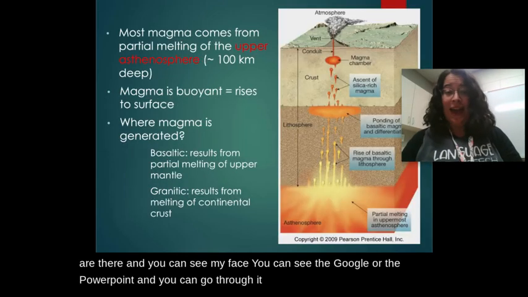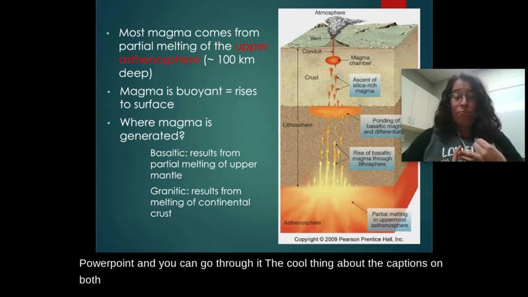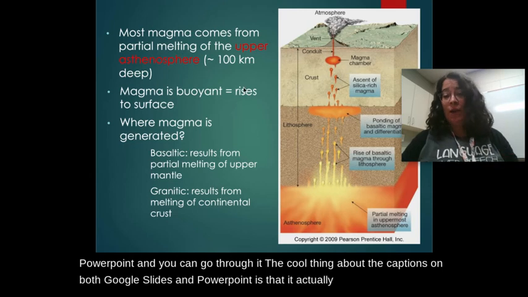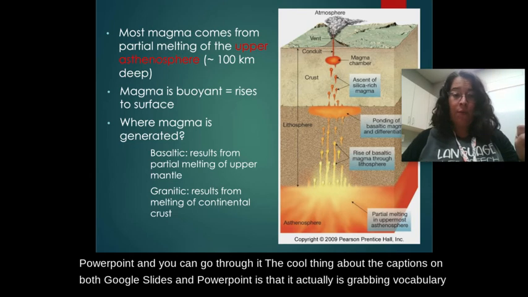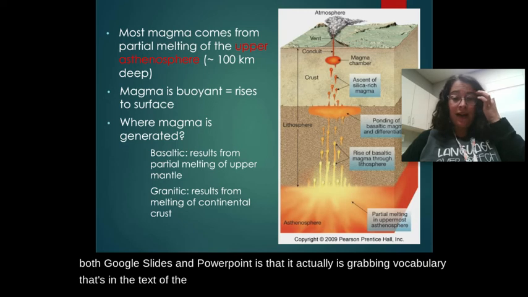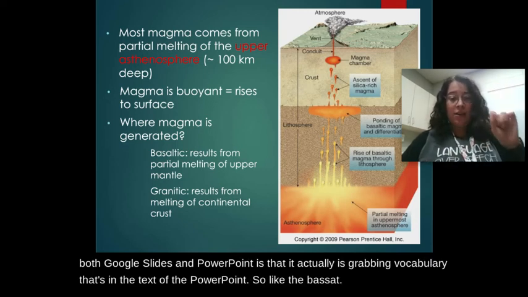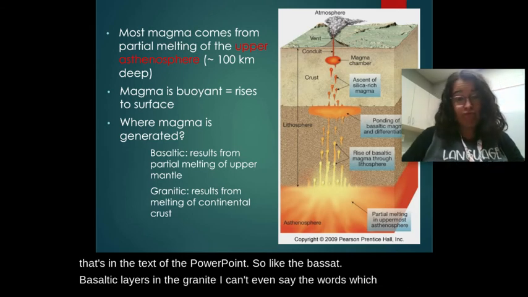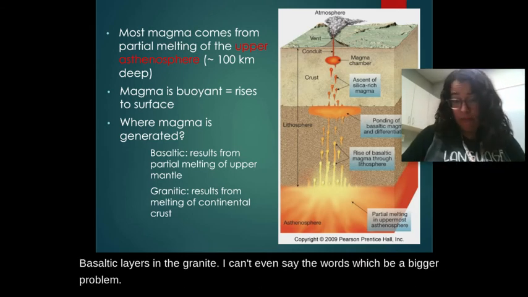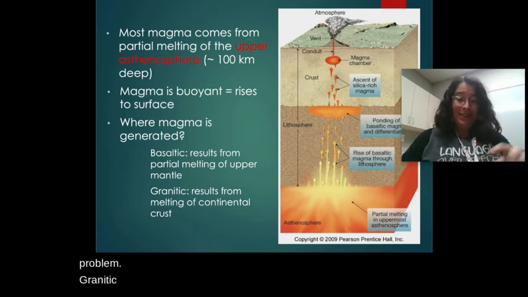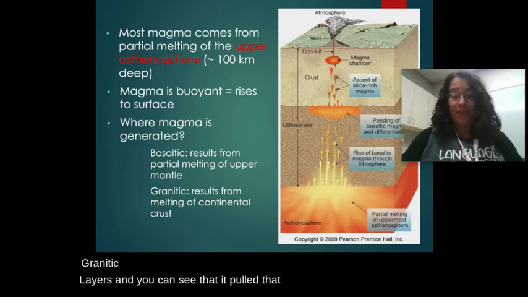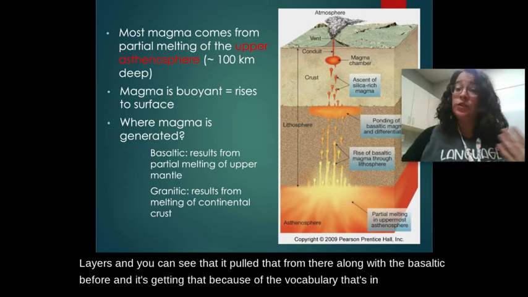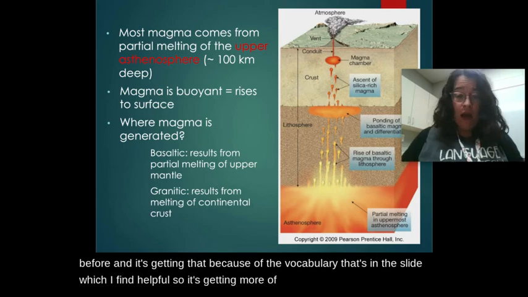The cool thing about the captions on both Google Slides and PowerPoint is that it actually is grabbing vocabulary that's in the text of the PowerPoint. So, like the basaltic layers and the granitic, I can't even say the words, which would be a bigger problem. Granitic layers. And you can see that it pulled that from there along with the basaltic before. And it's getting that because of the vocabulary that's in the slide, which I find helpful. So it's getting more of that correctly.